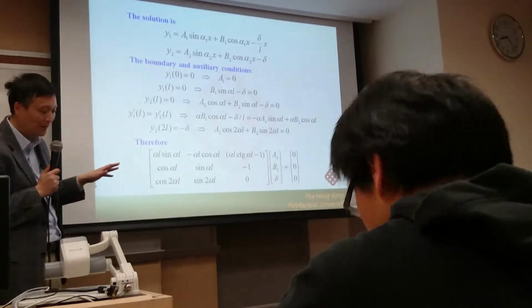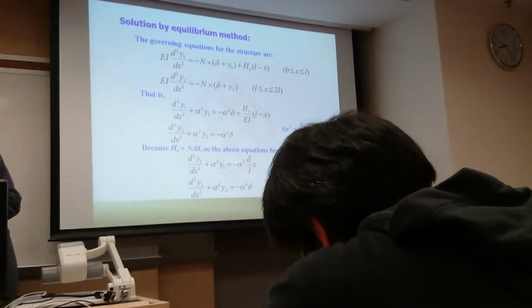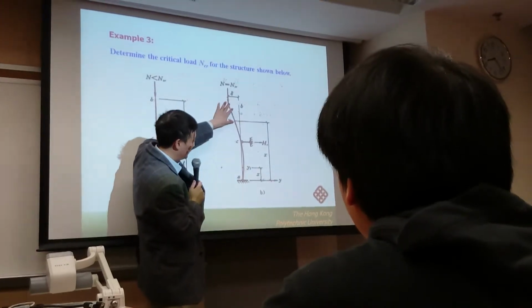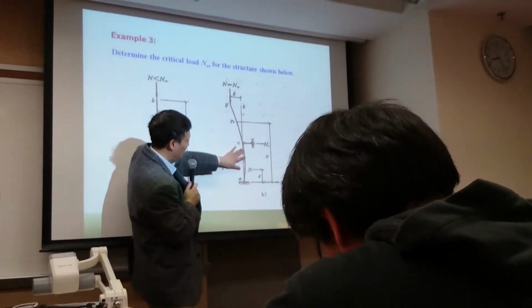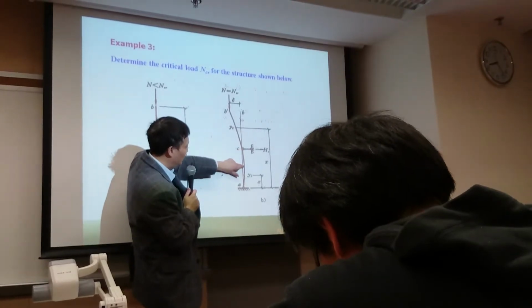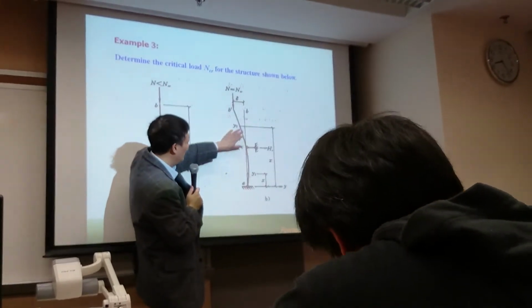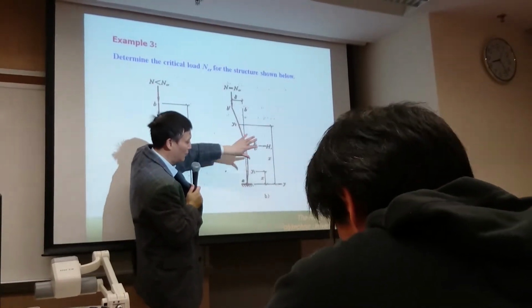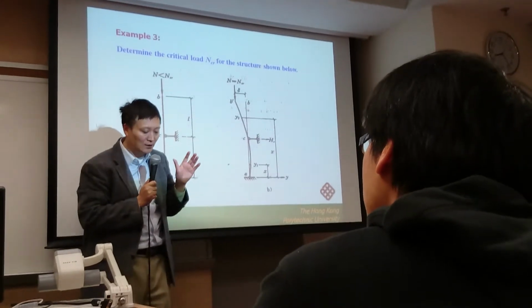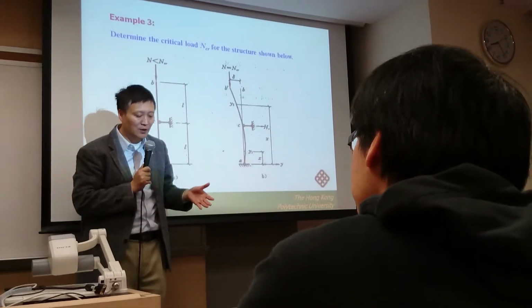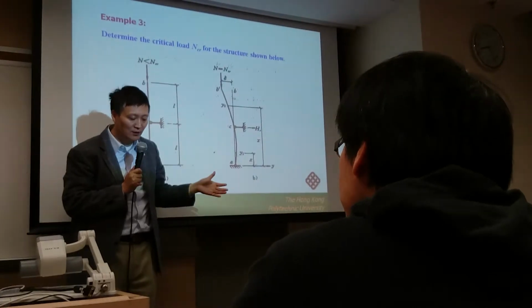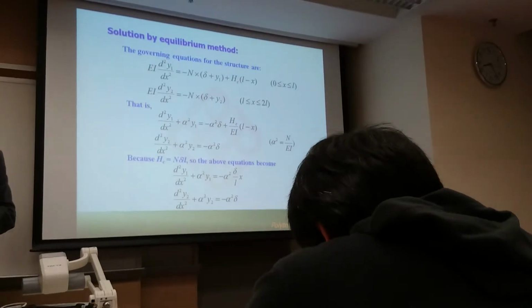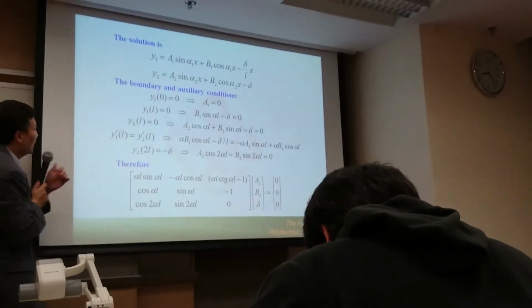Compatibility equation means the condition at the intersection point. For example, this is an intersection point between the first segment and the second segment. From the first segment, we can obtain the deflection here, and also the rotation here, right? And from the second segment, we are also able to obtain the deflection. But at the same point, the deflection and the rotation from the first segment should be the same as the corresponding value from the second segment. So we can obtain the compatibility equation. Okay, so this is y1.